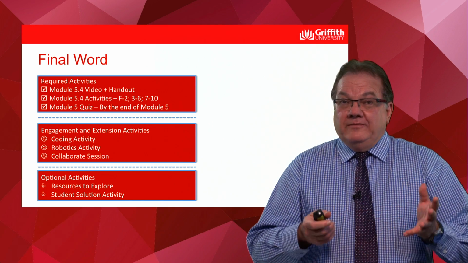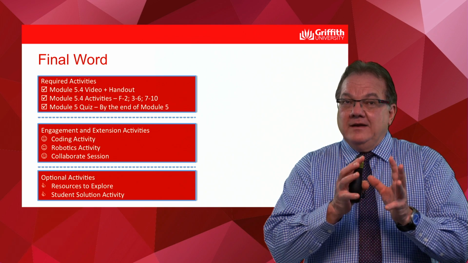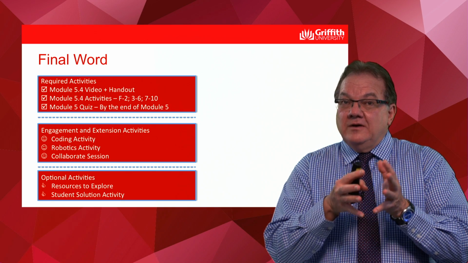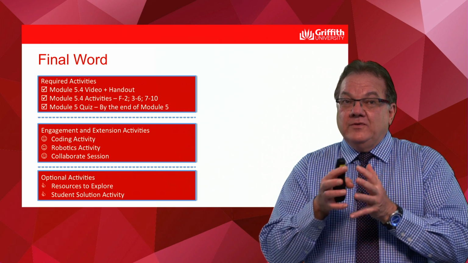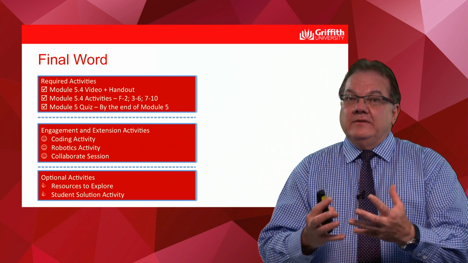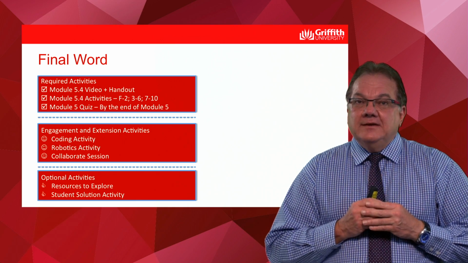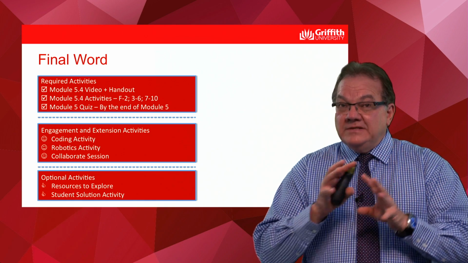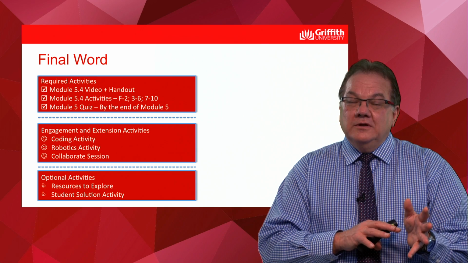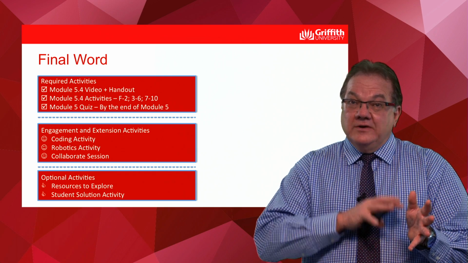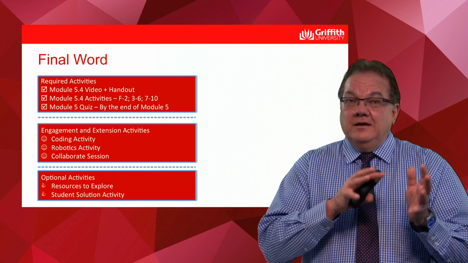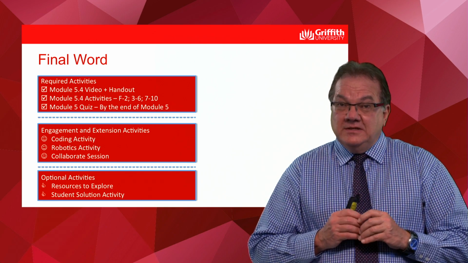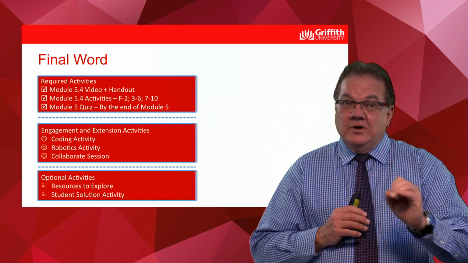So to conclude with a final word, again, we've got our required activities. We've got some differentiated activities that go with this module for F to 2, 3 to 6, 7 to 10, so that's relevant for your particular context. And again, my encouragement for you to complete the quiz in the best way that enables you to build your self-efficacy and understanding in a formative and or summative way. And we have those engagement extension activities, coding activities, robotics activities.